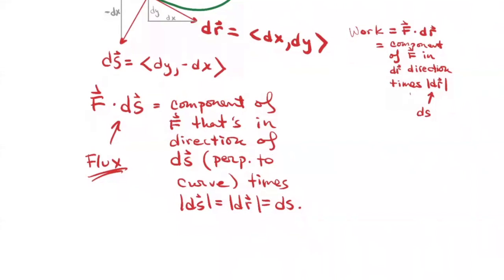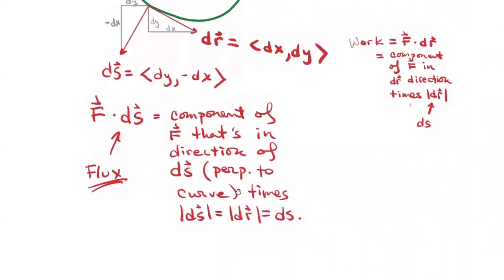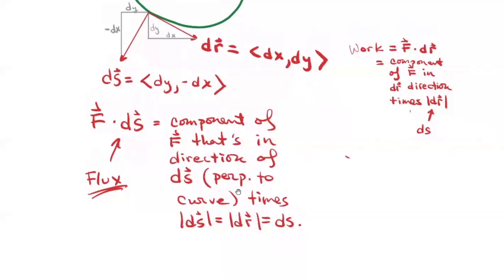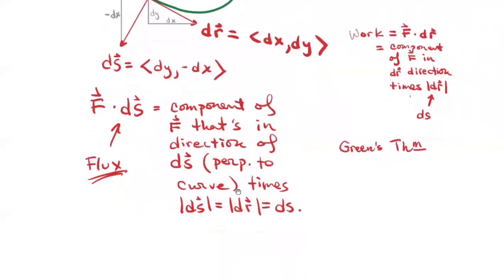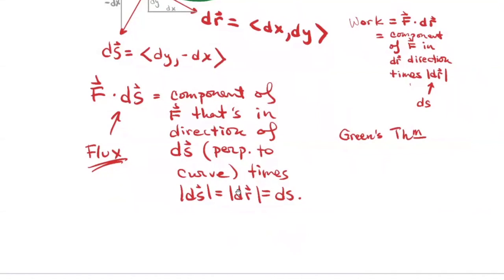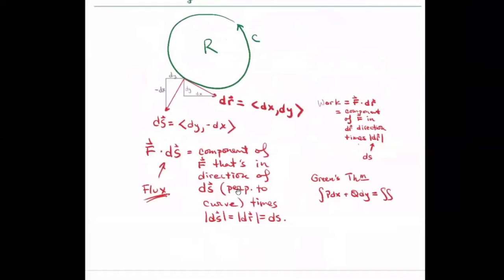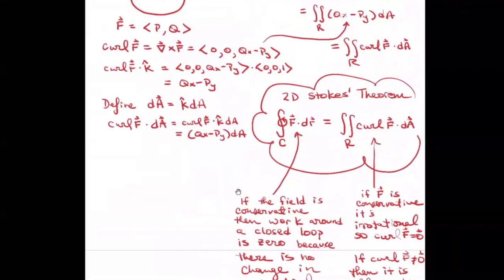Let me see, where am I? I probably should put a quick reminder of Green's theorem up. It said that the integral of P dx plus Q dy is a double integral of, I think it's Qx minus Py, double checking. Where is it? Qx minus Py.